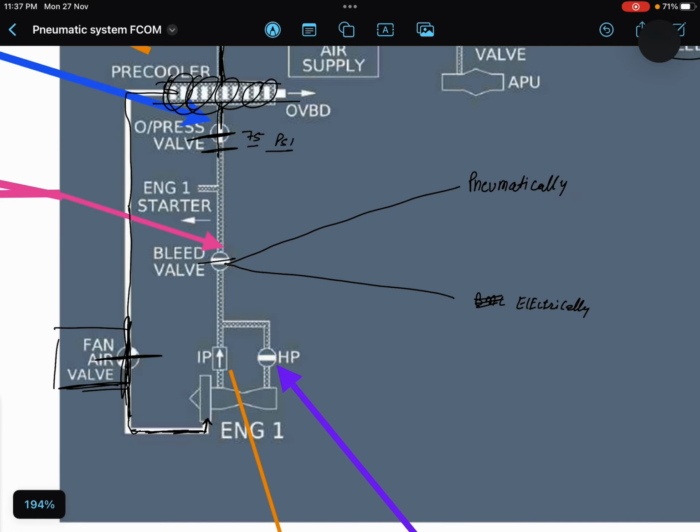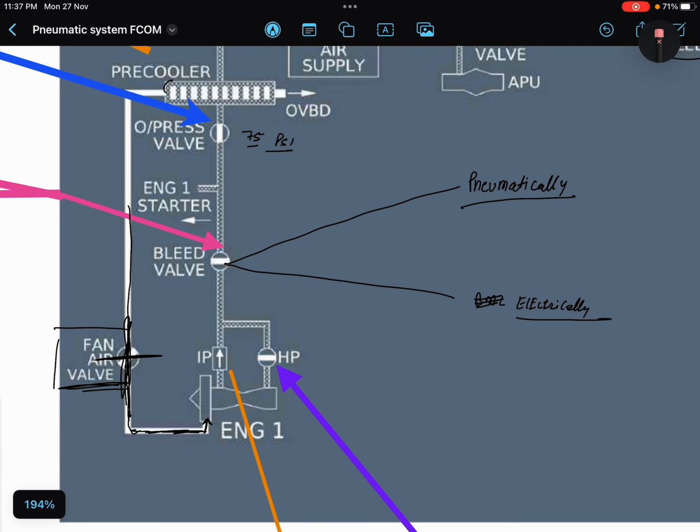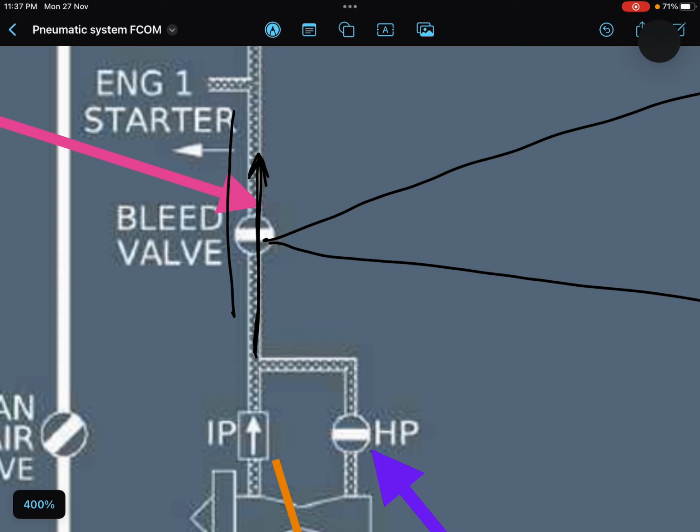So this bleed valve can be closed either pneumatically or electrically. What are the conditions when this bleed valve will close pneumatically? Whenever reverse airflow is sensed, this bleed valve will close. And it makes sense. Generally, bleed air should go in this direction, right? But what if reverse airflow occurs?